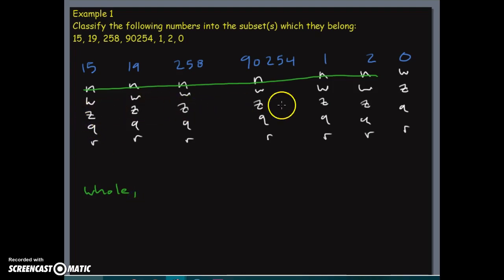They also all have a z, so I can say they're all integers. Can't spell, sorry. They all have a q, so they're all rational. And they all have an r, so they're all real. So this group is whole numbers, integers, rational, and real numbers. Example number 2.